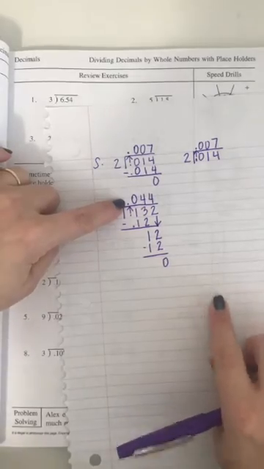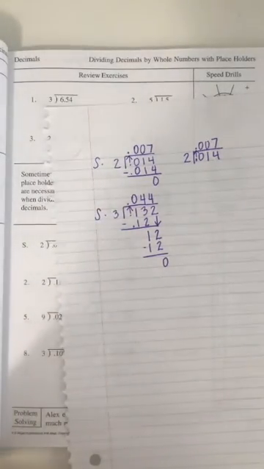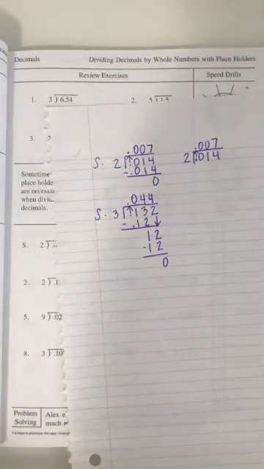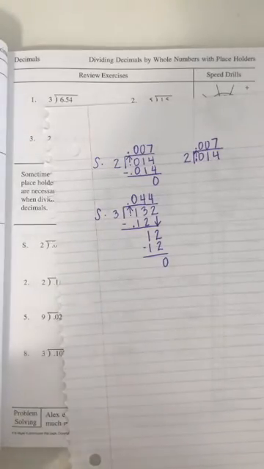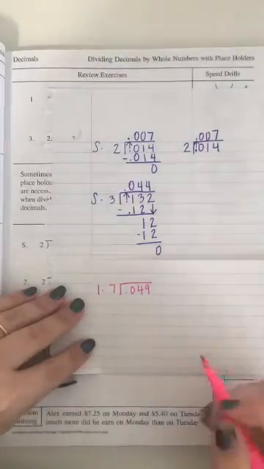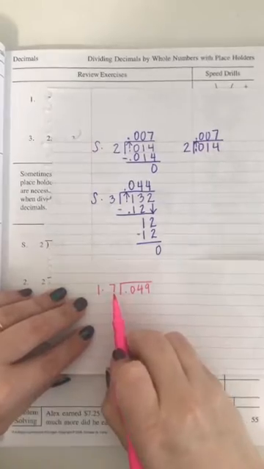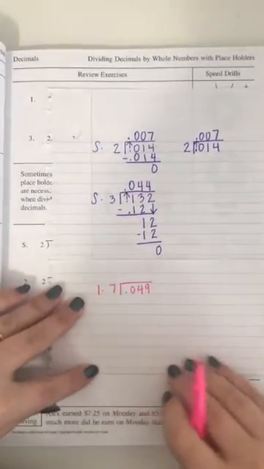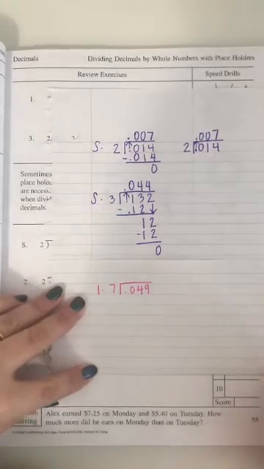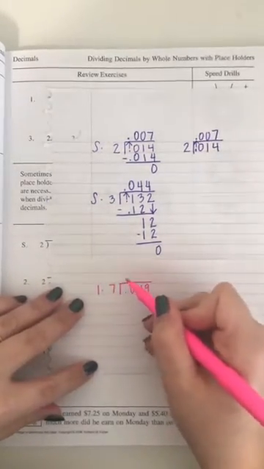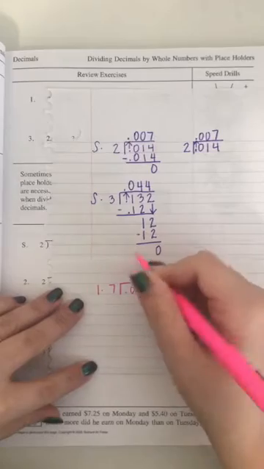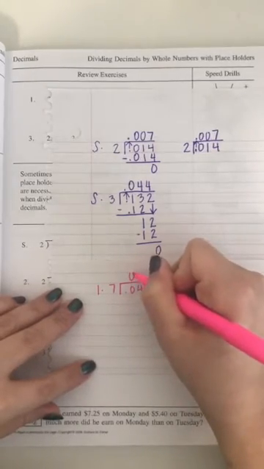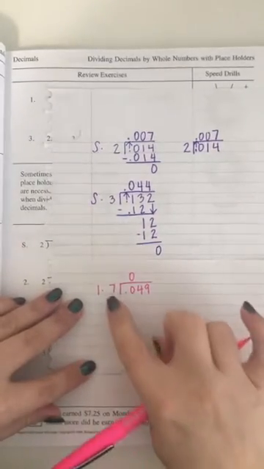I think we should do one more just in case. So I'm going to do number 1 as well. So for number 1, we have 7 into 0.049. And again, let's use our placeholders when needed. So 7 cannot fit into 0, so we would put a placeholder 0.